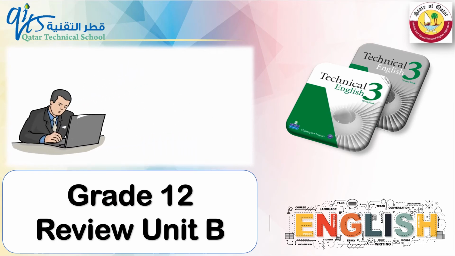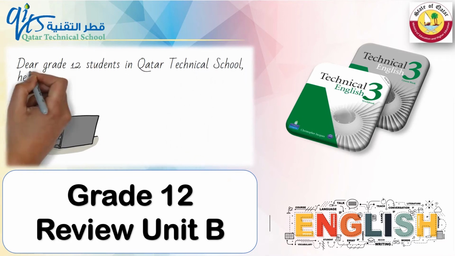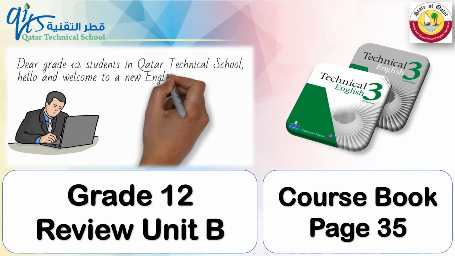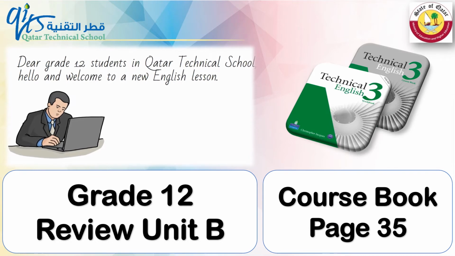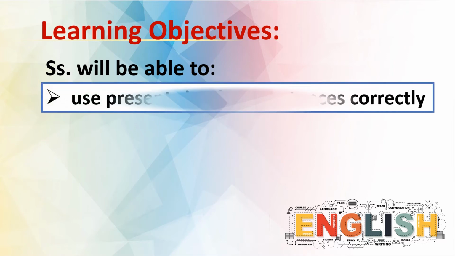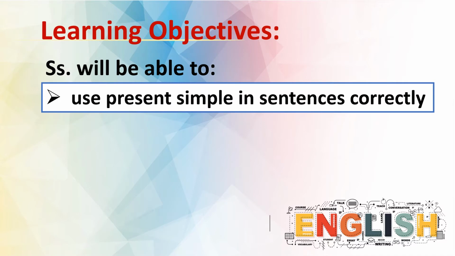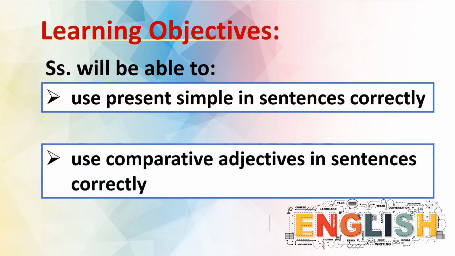Again, we have a new lesson from Review Unit B, and this is the third part. Please go to your course books, page 35, and let's get started. In our learning objectives for today, students will be able to use present simple in sentences correctly and use comparative adjectives in sentences also correctly.